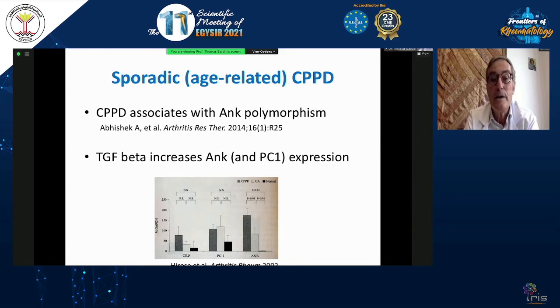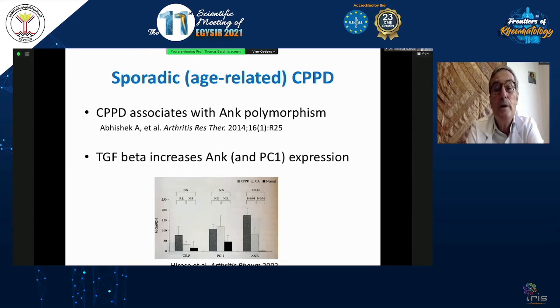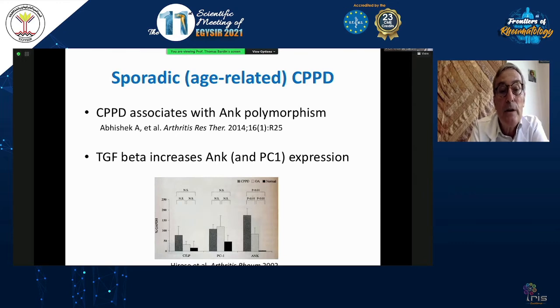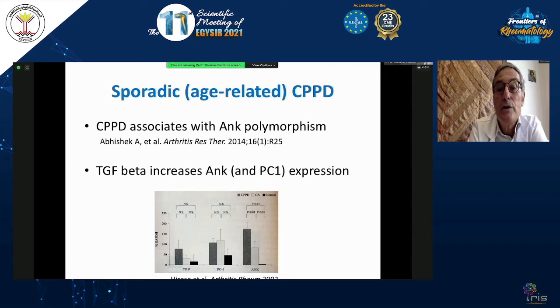As you know, familial chondrocalcinosis is rare, and CPPD is mostly primary or sporadic and related to age. And some work has shown that probably the Ank transporter also plays a role in the most frequent sporadic CPPD. It has been shown by Abhishek that this sporadic CPPD associates with some Ank polymorphism, and it has been known for years that TGF-beta is increased in the synovial fluid of CPPD patients, and in vitro work has shown that it increases Ank activity and also PC1 expression, leading to increased pericellular pyrophosphate concentration.